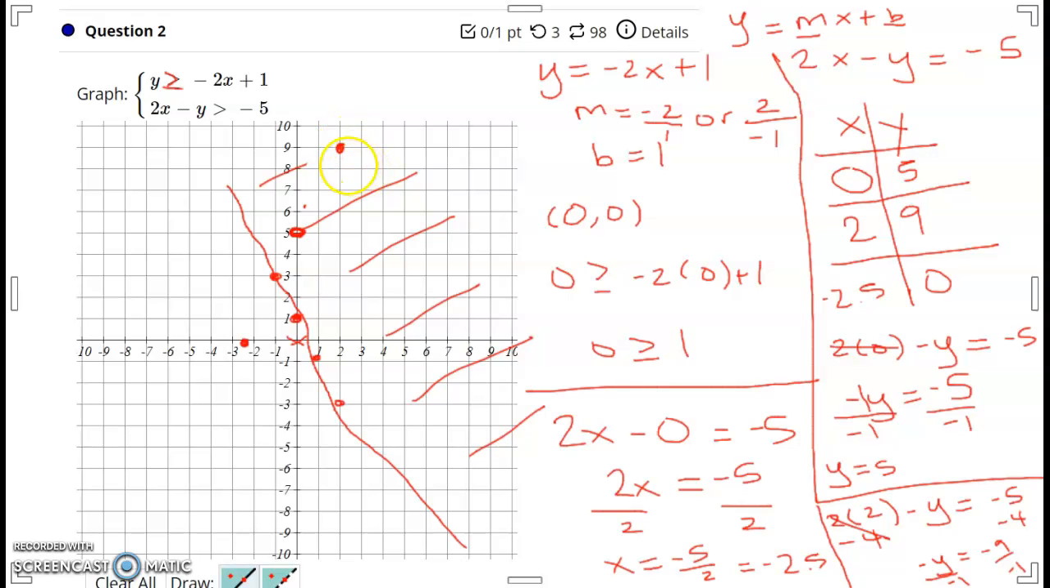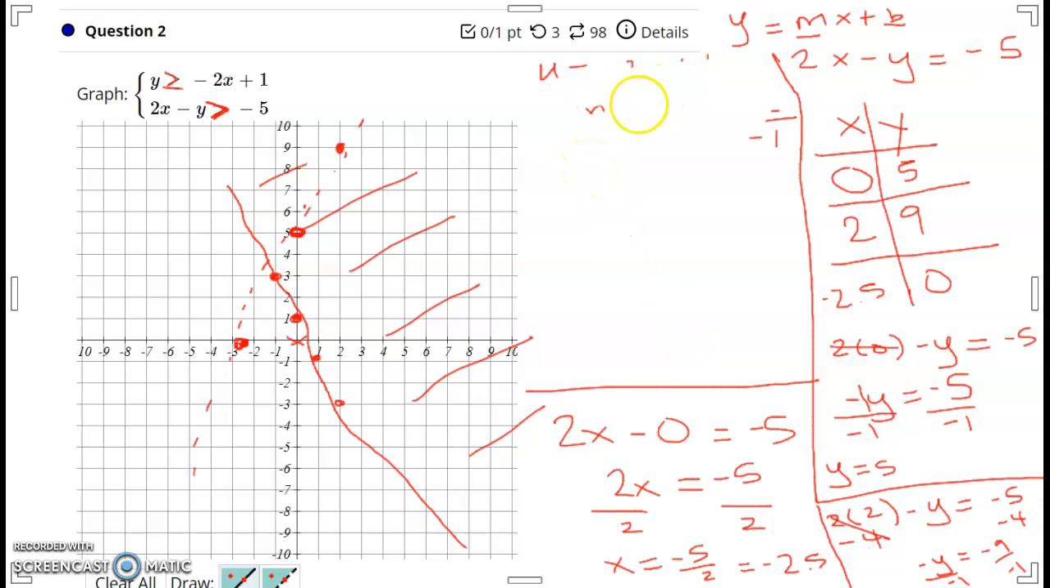Well, we need to check back. So that is the line, but we need to check back and make sure we're graphing it correctly. Since this does not have an equal sign, what does that mean? Well, it means instead we're going to have a dotted line. Okay. So lastly, let me just erase some here so I have a little space to work with. Lastly, we need to figure out where we are going to shade.